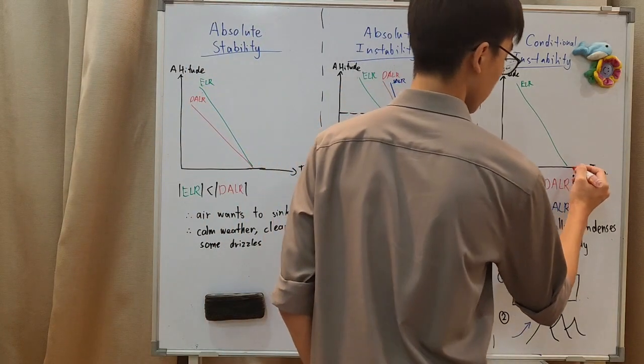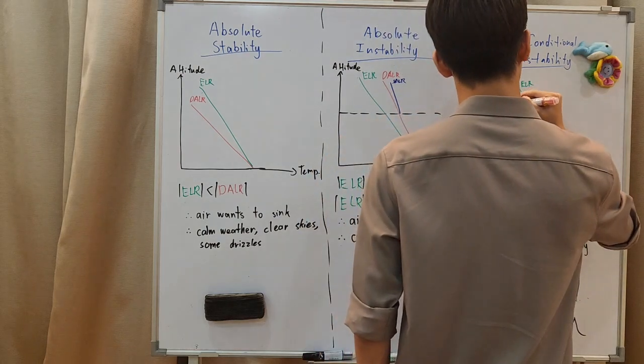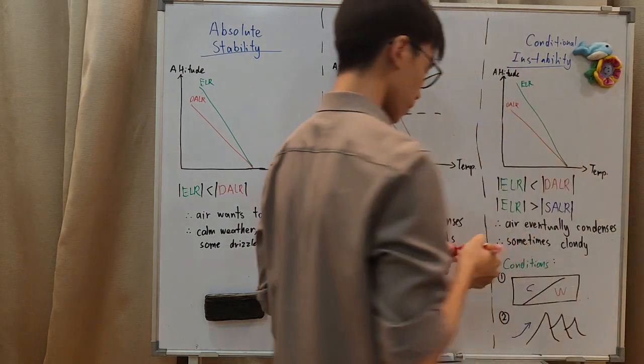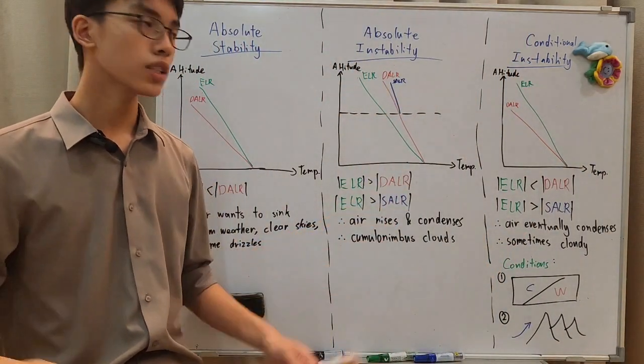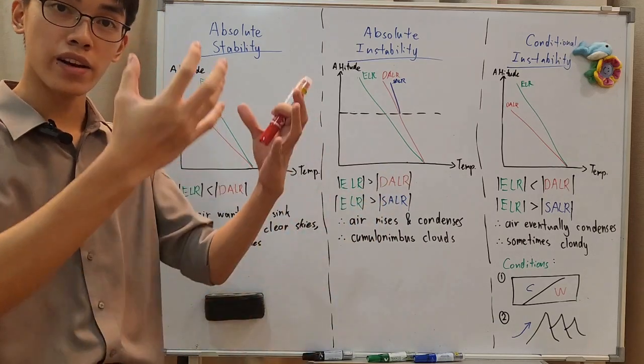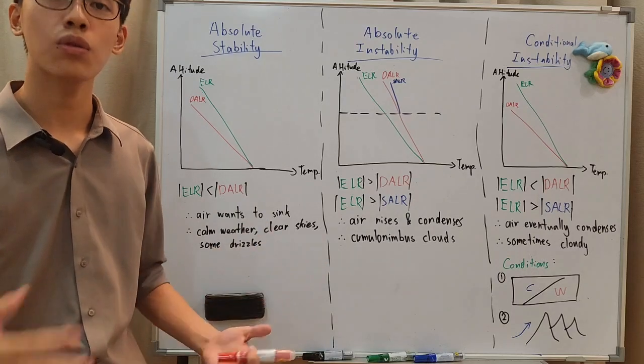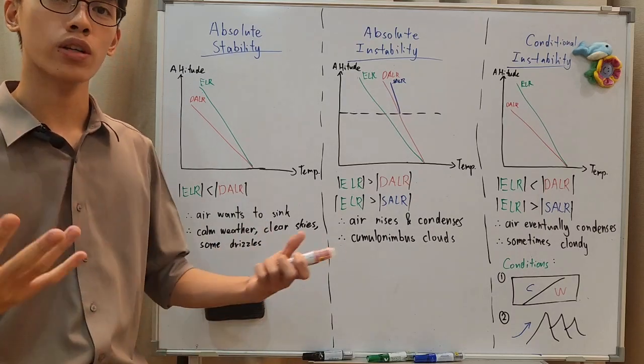Lastly, for conditional instability, it's actually similar to your absolute stability one, where your DLR is to the left of ELR, like this. So you get clear skies, you get very peaceful weather, but something happens that forces the air up into higher altitudes, which means it has to reach dew point because it's colder.